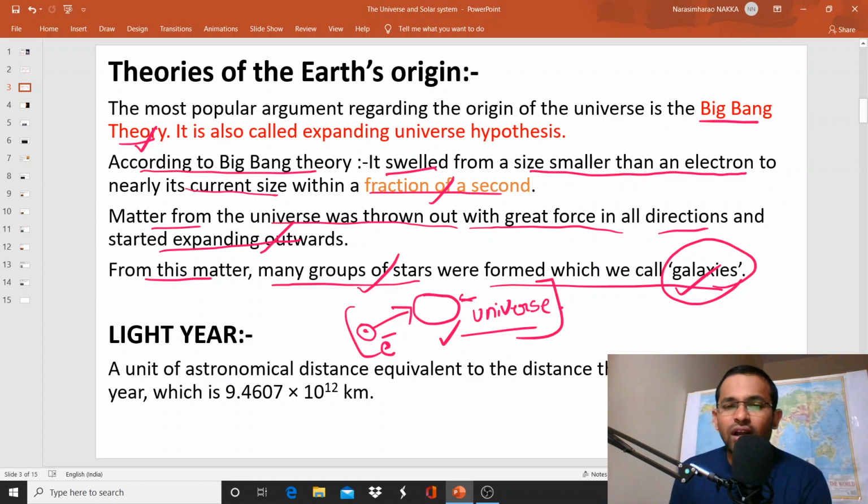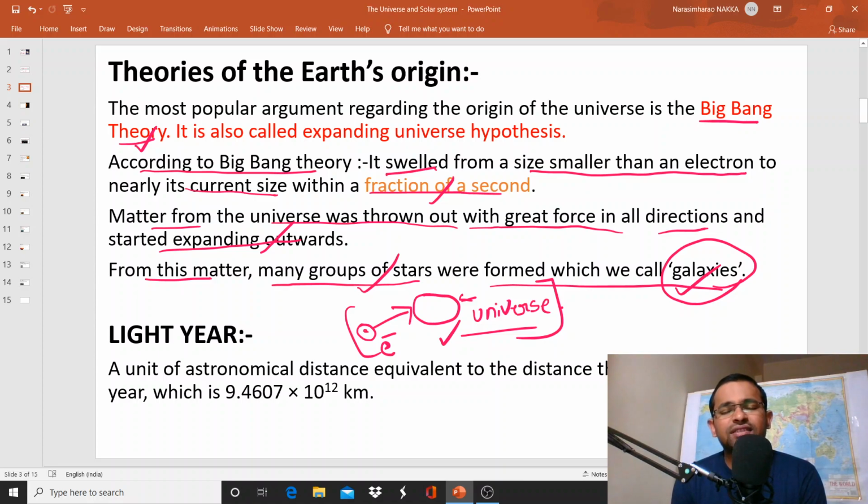So basically, the universe is formed according to the Big Bang theory. Initially, the universe was a tiny particle, a tiny matter whose size is less than an electron. Due to a huge explosion, this tiny matter exploded within a fraction of a second. It was transformed into a huge matter, that is the universe. And of course, the universe comprises galaxies.